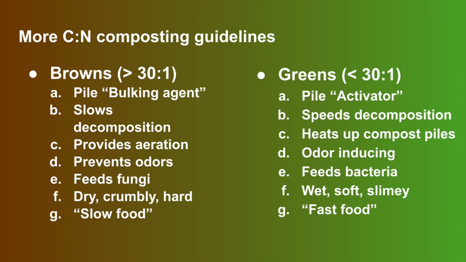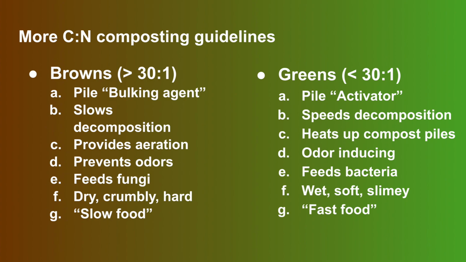That covers the range of carbon to nitrogen ratios, but here are a few more general guidelines or different ways of thinking about it. Brown materials can be thought of as a pile bulking agent. This is going to provide the bulk of your compost pile. And then you'd add green materials as an activator to speed up the decomposition of the bulking agent.